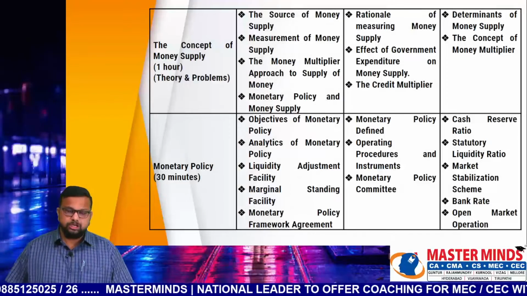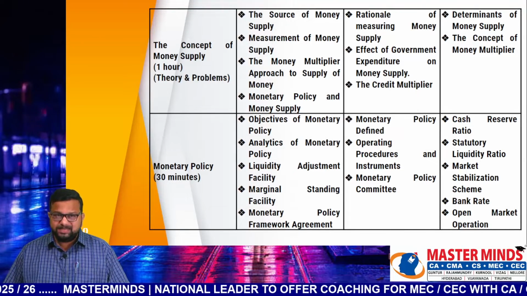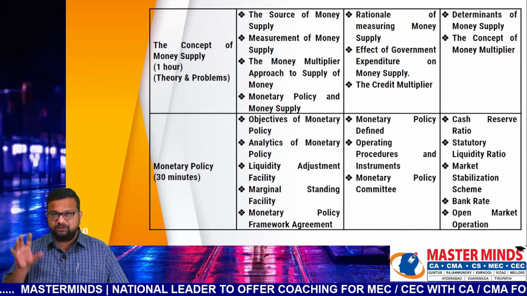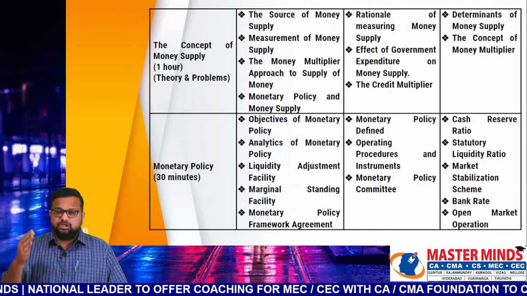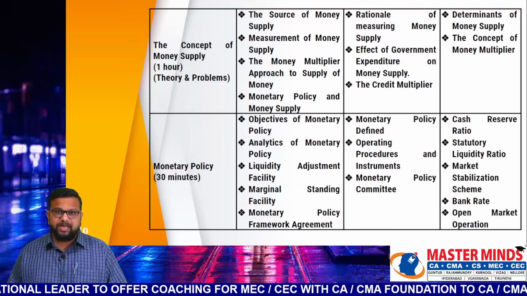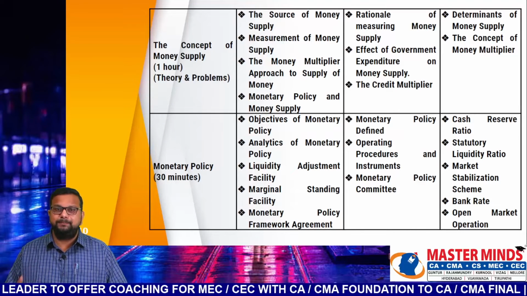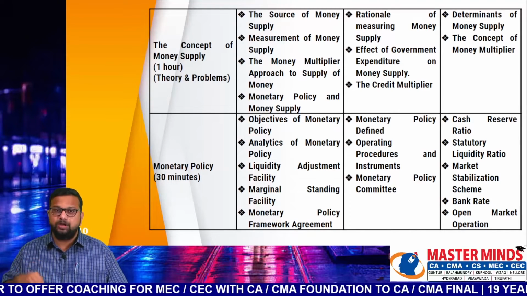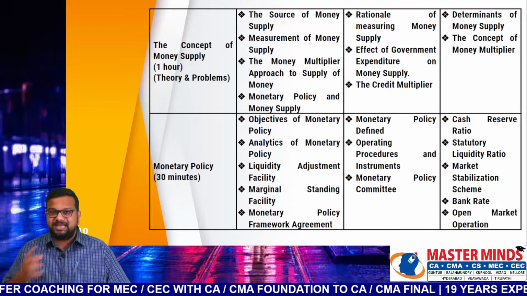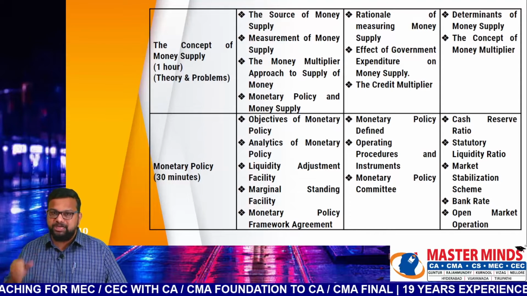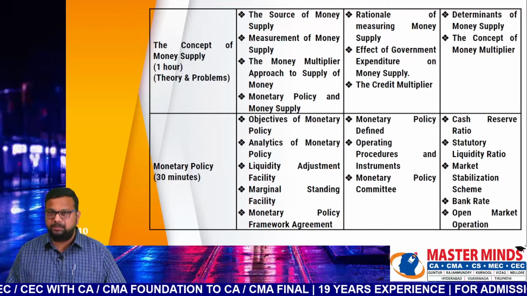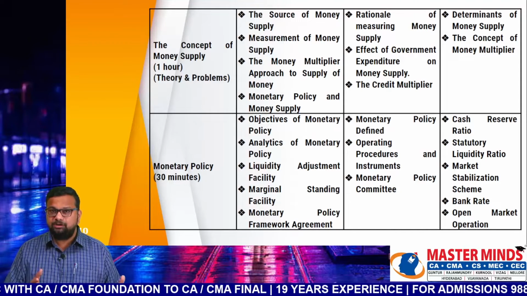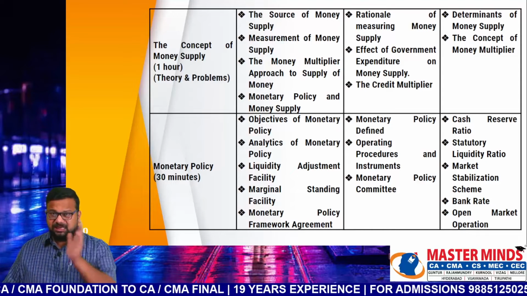Next, after completion of that chapter, we can go through the concepts of money supply. For this, we have given 1 hour because it consists of both theory as well as problematic part. The first priority topics are the source of money supply, measurement of money supply, the money multiplier approach to supply of money, monetary policy, and money supply. The second priority topics are rationale of measuring money supply, effects of government expenditure on money supply, and the credit multiplier. Apart from these two, whatever topics are left are categorized as third priority topics.